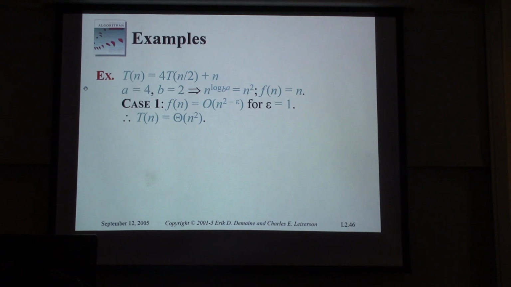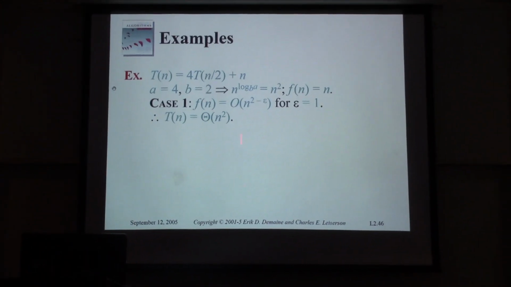Okay, so let's look at this. There's a couple examples we're going to look at here. So what is the value of A? Coefficient of the recursion, right? How many branches does that mean? 4 branches. And then B is how we're dividing the size of the problem, and that's equal to 2. So n to the log B of A is going to be n to the log base 2 of 4. 2 to what power is 4? 2. So therefore it's going to be n squared. So n to the log B of A is n squared.